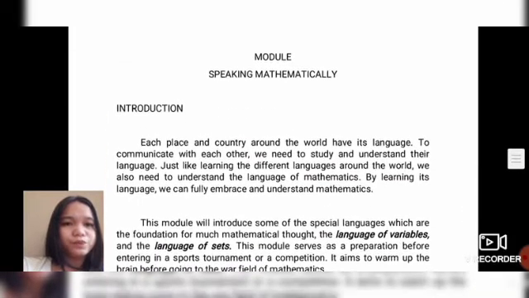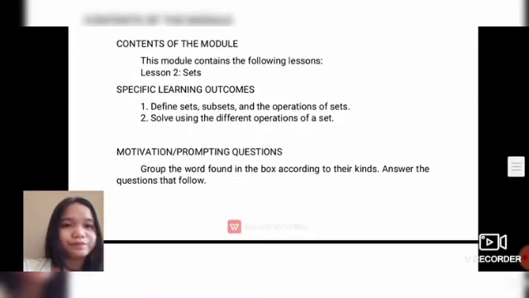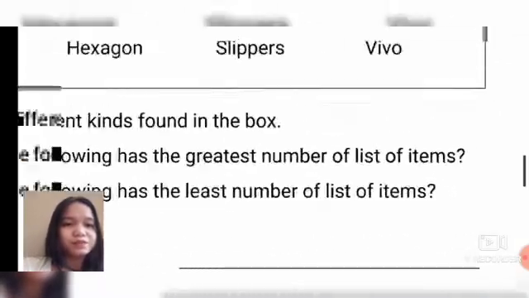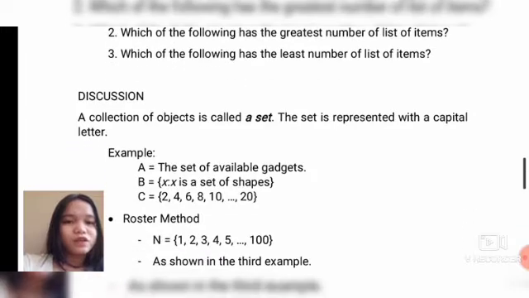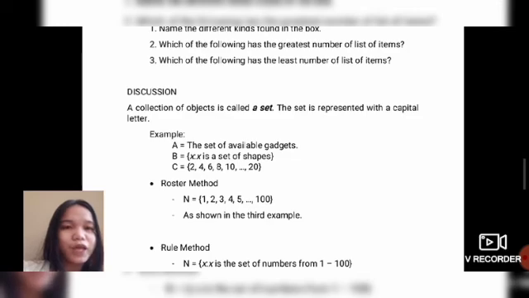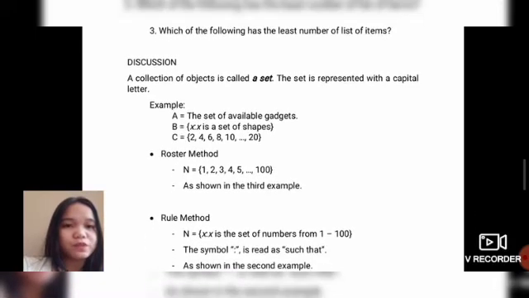So, let's proceed to lesson 2, which is sets. So, what is a set? A set is a collection of objects and is represented with a capital letter. Example: A is the set of available gadgets. B is x over 2x, a set of shapes. C is 2, 4, 6, 8, 10.